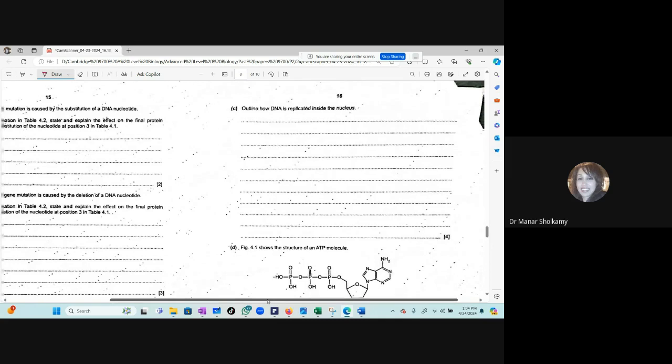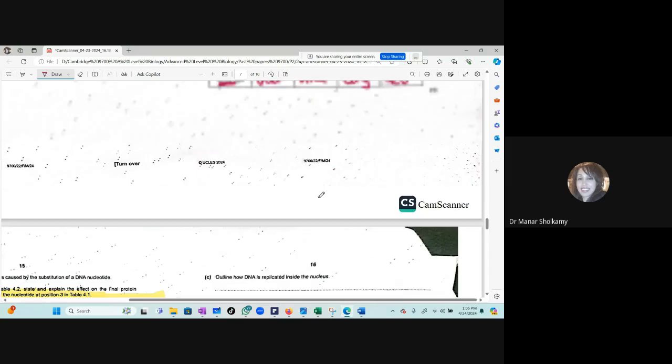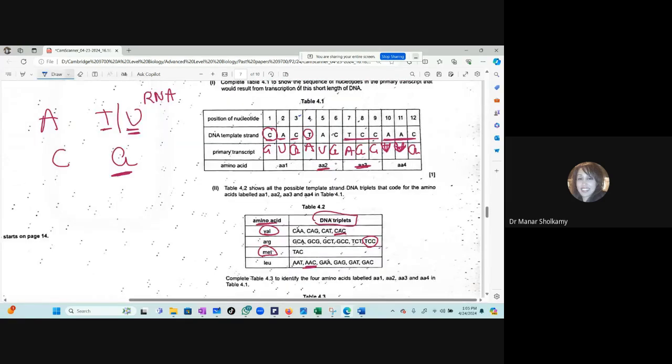Okay. Using the information in table 4.2, state and explain the effect on the final protein structure of a substitution of the nucleotide at position 3 in table 4.1. Now, this question needs a little bit of concentration. You will go to table 4.1 first, and you will go to position 3. This is table 4.1. You will go to position 3, and you will tell yourself that this one is going to be substituted.